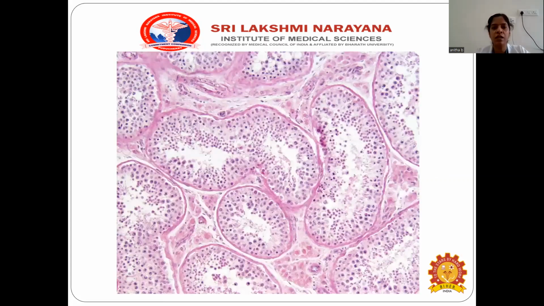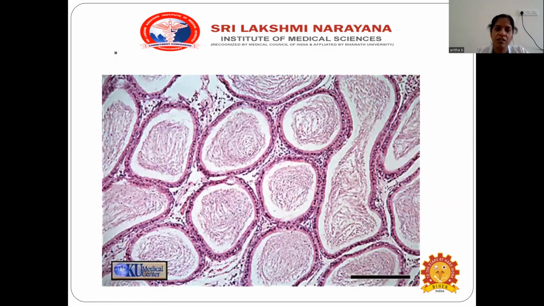Now, can you identify this slide? Everything we discussed, now you have to identify the slide. What is this slide? What you are seeing here are the seminiferous tubules. You can see the germinal epithelium. Here a few sperms are there. In between you can see the interstitial cells also. So what is this slide? This is a slide of the testis.